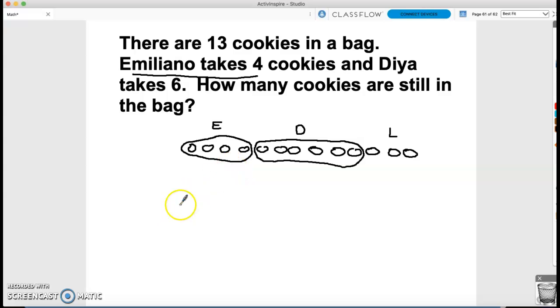So let's write a number sentence. How many cookies are in the bag? 13. Good job. 13 is going to equal, what did Emiliano have? 4. Plus, what did Diya have? 6. Plus, what was left in the bag? 3.